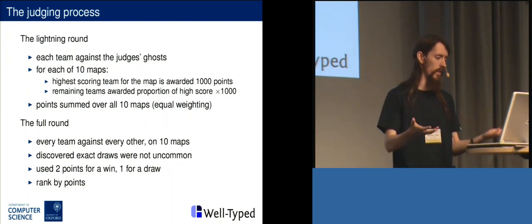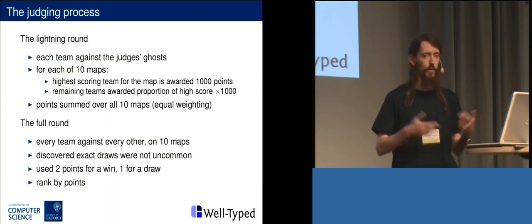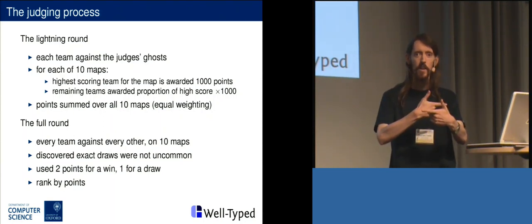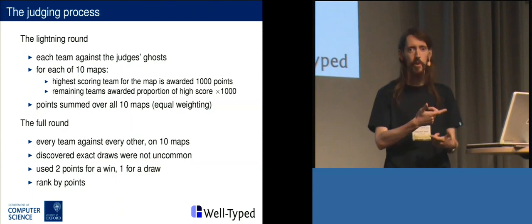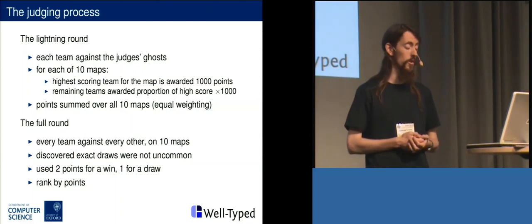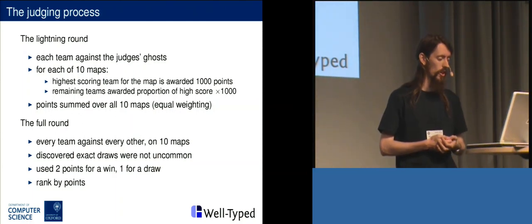And so we run each one on 10 maps for the lightning round, 10 maps for the full round. For the full round, as I say, we're running against each other, and then we give them 2 points for a win and 1 point for a draw. It turned out draws were quite common, which was a bit surprising.